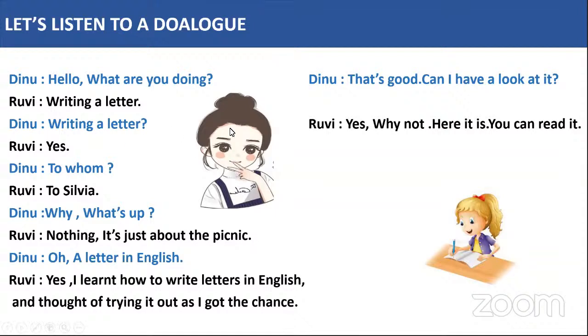Here you can see Dinu here. This is Ruby. This is Dinu. This girl is Ruby. So they both have this dialogue. They are talking. So I'm going to read it to you.